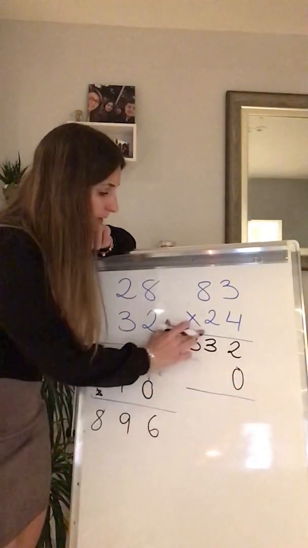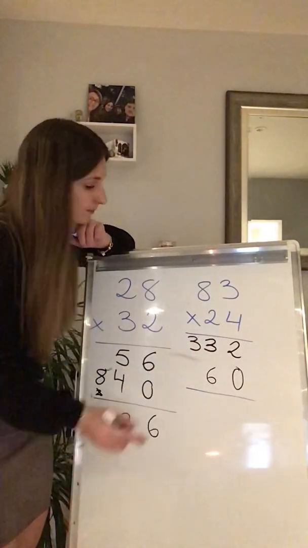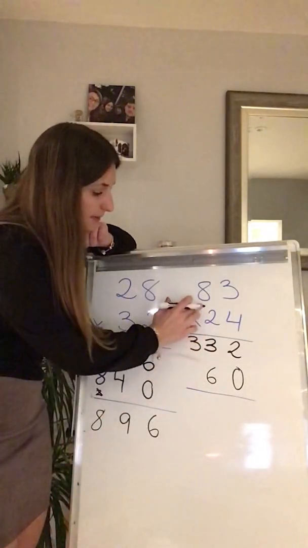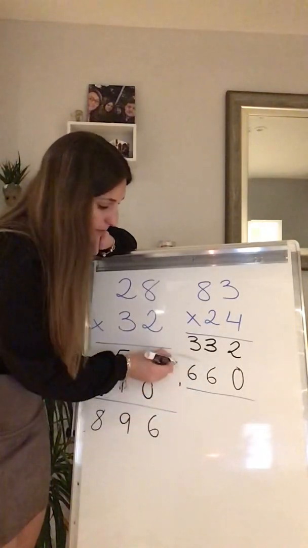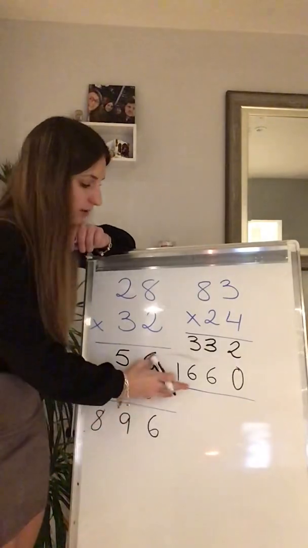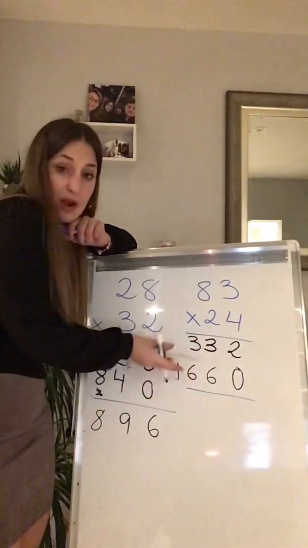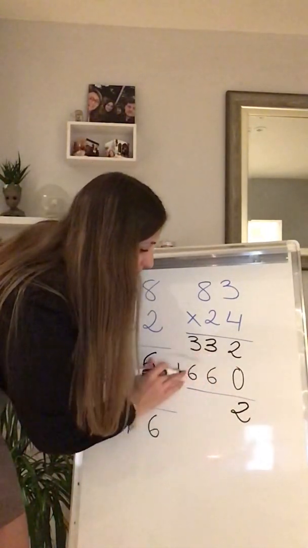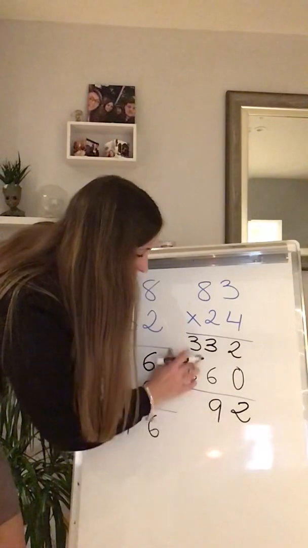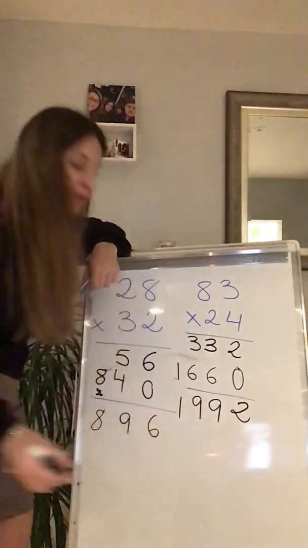That's a 0. 2 times 3 is 6. 2 times 8 is 16. I could carry my 1 there, but it's nothing else, so it goes up there. Now because I have 2 answers, I need to add them up together to get the correct one. 2 add 0 is 2, 3 add 6 is 9, 3 add 6 is 9, 1 add nothing is 1.